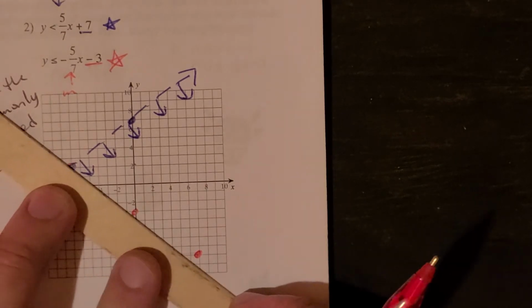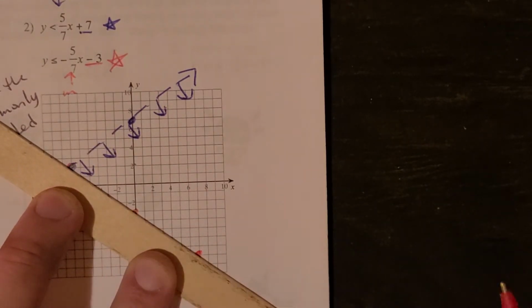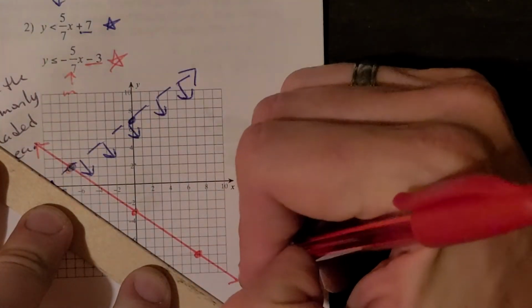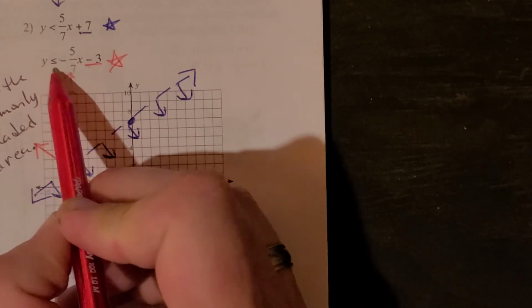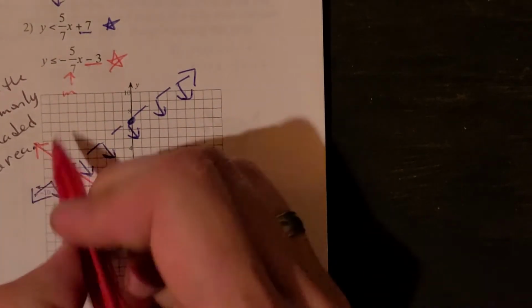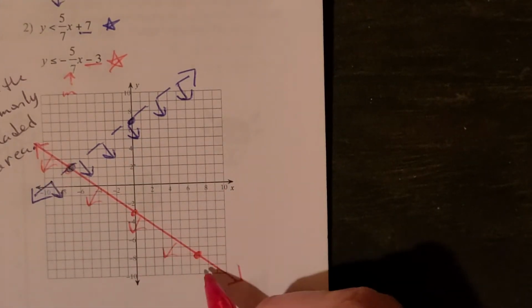That's it. Okay, let's see if I can get my words right this time. Dotted or solid? Well, I look right here and I say, oh, there is a line underneath it, so this one's solid. Nailed it. And then I say, well, this one also says less than or equal to, but the less than part is the important part for shading. So I would shade below.